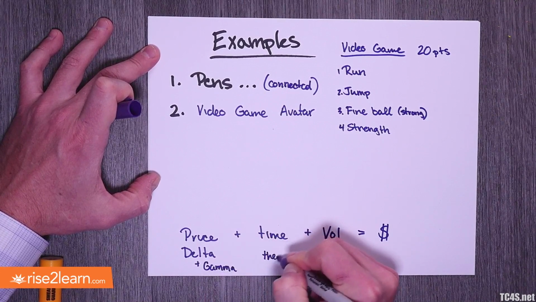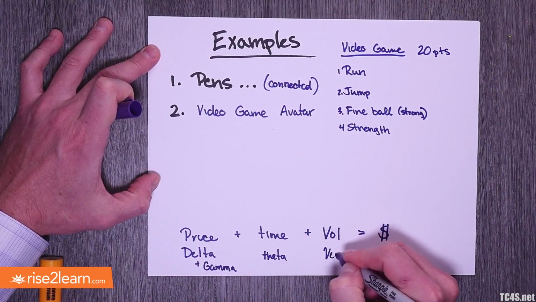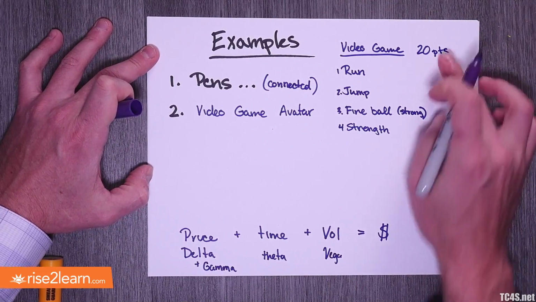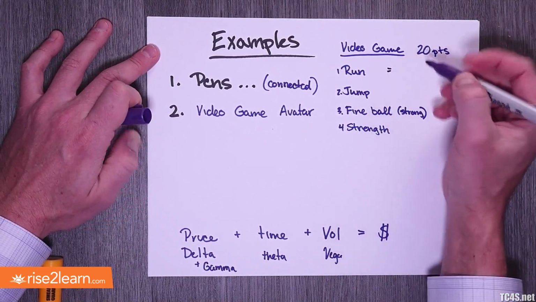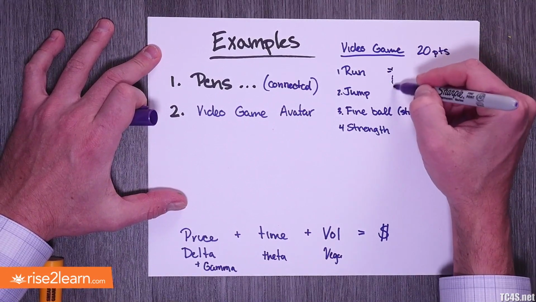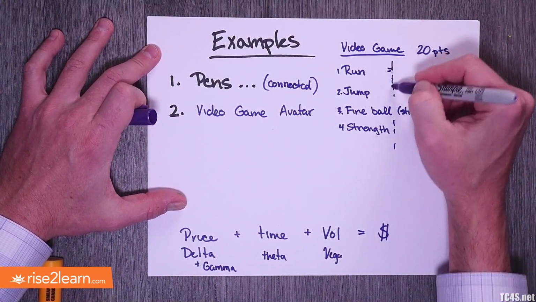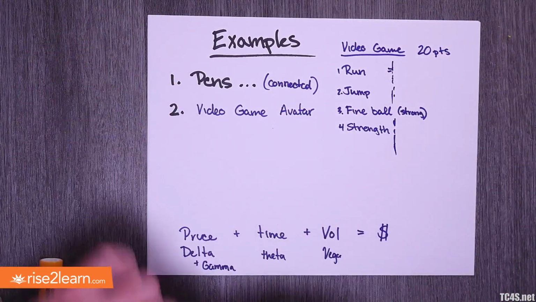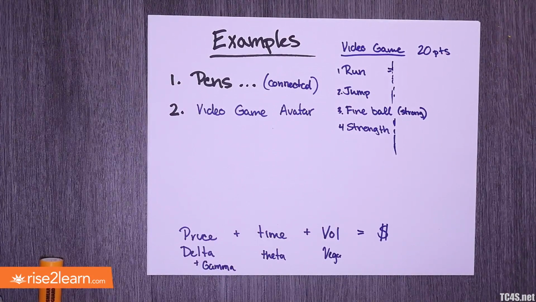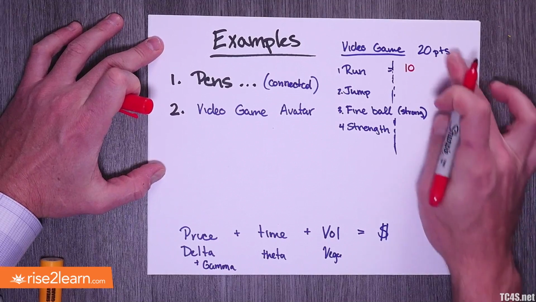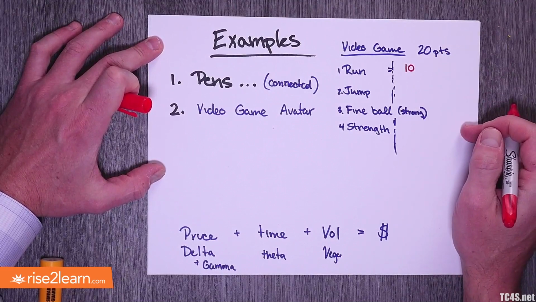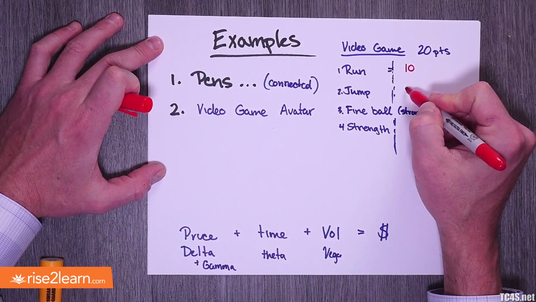This is our theta, and this is our vega. So that's what I'm trying to show you. If you had 20 points to allocate to a video game character, you have a few different options. Let's say somebody says, I want a really, really fast character. Well, I got 10 points for him, but I only have 20 that I can use. Then I have to sacrifice on the jump.